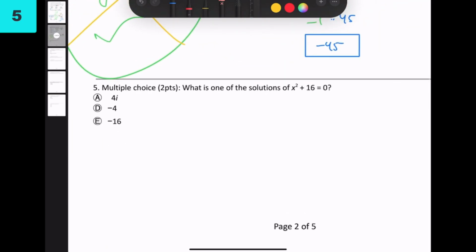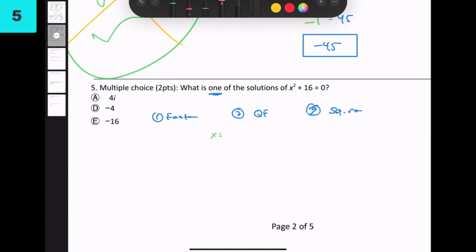What is one of the solutions? I'm going to show you guys how to do this one by factoring. You can also use the quadratic formula, the longest, and then number 3, the square root method, which is probably the fastest. I'll go longest to slowest.